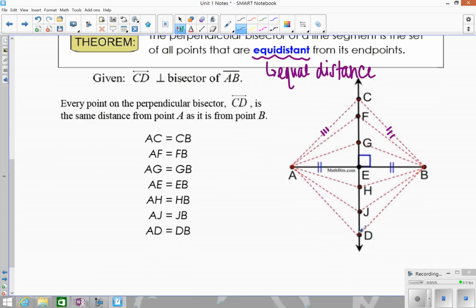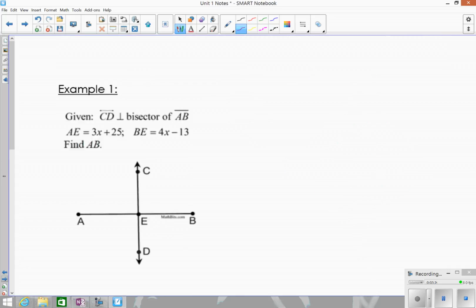So really there's three things. The definition of a perpendicular bisector: it's perpendicular to the original segment, it's bisecting it, and the theorem that any point on the perpendicular bisector is equidistant from the endpoints. So let's go ahead and look at these examples here.